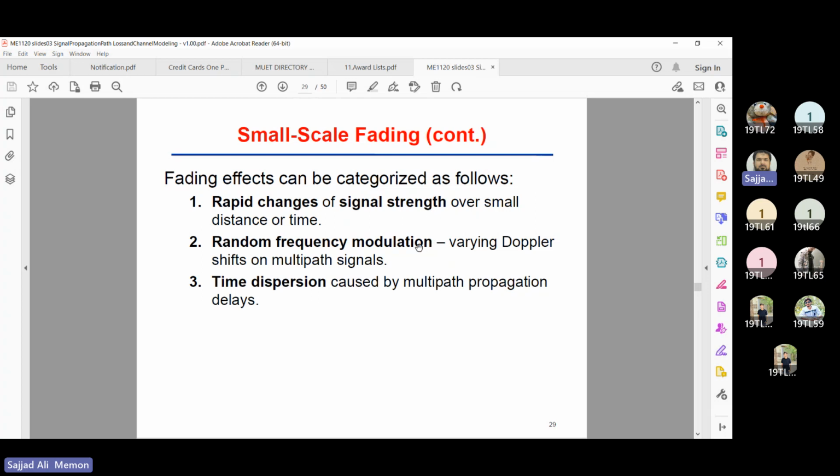The second one is if the frequency is going to shift or change, so we say random frequency modulation, and that is due to the Doppler shift on the multipath signals. Then we have the time dispersion, the time difference between the multiple copies of the same signal, which arrive at different delays. The time dispersion may account for either constructive addition or destructive addition. In the case of destructive addition, it's not good because the copy of the signal may interfere with the original signal. That is quite possible. So based on different parameters or factors, you can divide these small scale fading effects into different categories as mentioned here.